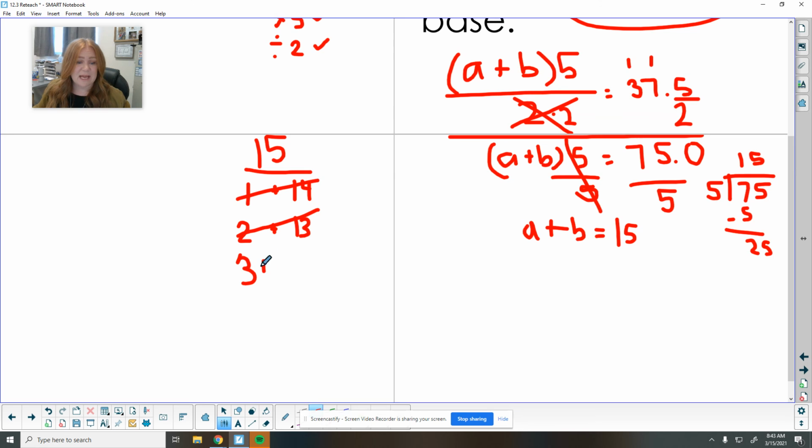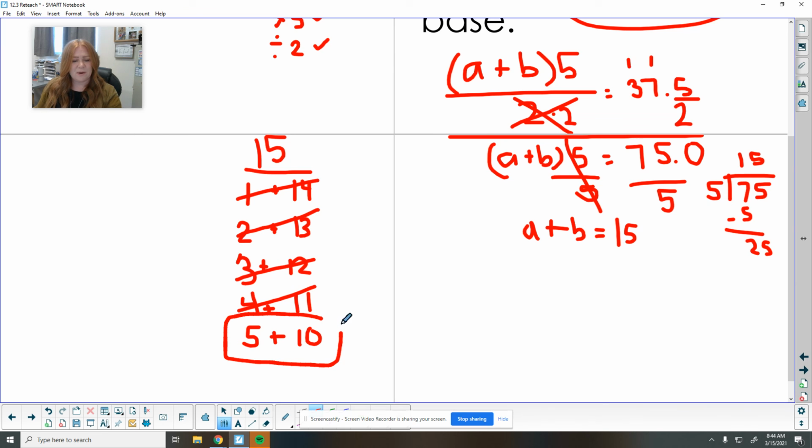We've got 3 and 12 make 15, but 3 doubled is not 12. 4 and 11 make 15, but 4 doubled is 8, not 11. So 5 and 10 make 15. 5 doubled is 10. So the answer to our two bases is 5 and 10, where the bigger one is double the shorter one.